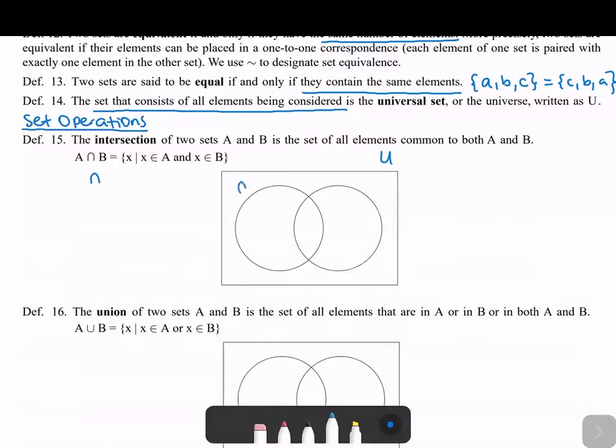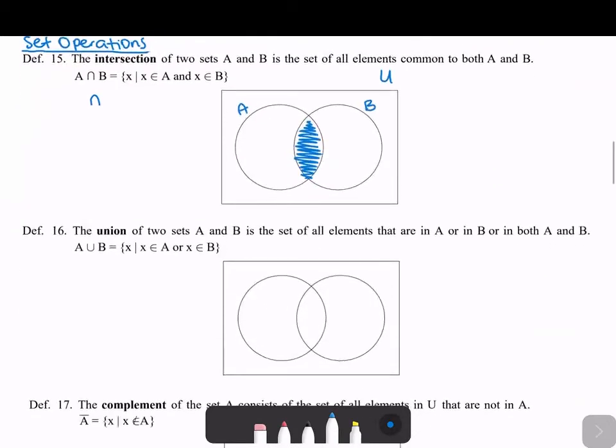So if we have this as our set A, and we have this as our set B, the elements that are in A and B are right here in this overlap, right? A and B. So next we have the union of two sets A and B, which is the set of elements that are in A or B, or both A and B. So A or B. So remember that or, well, this is a symbol for union.